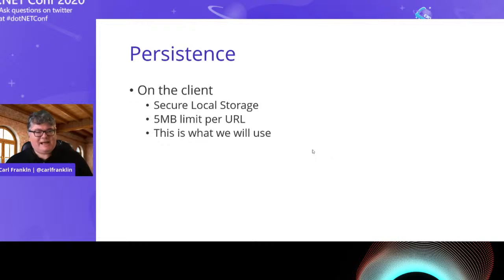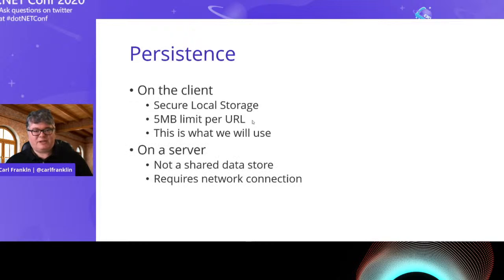So on the client, we can use secure local storage, and this is new in .NET 5, and I'll show you that. You can use local storage too. I would recommend, if you can use secure local storage, that's great, but just think about not storing secrets. That's not a good idea in general. So you want to store just the basic stuff, as long as it's not sensitive data. You get a limit of 5 megabytes of data per URL with local storage. And this is what we're going to use.